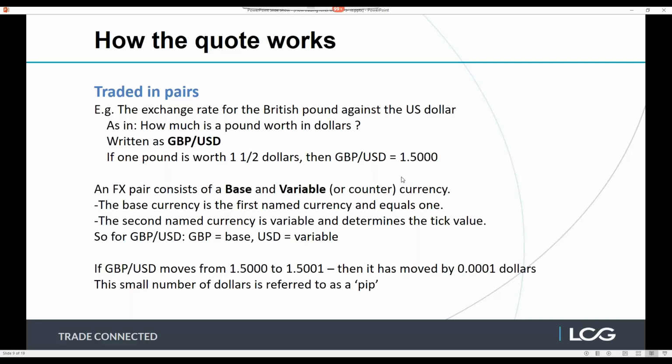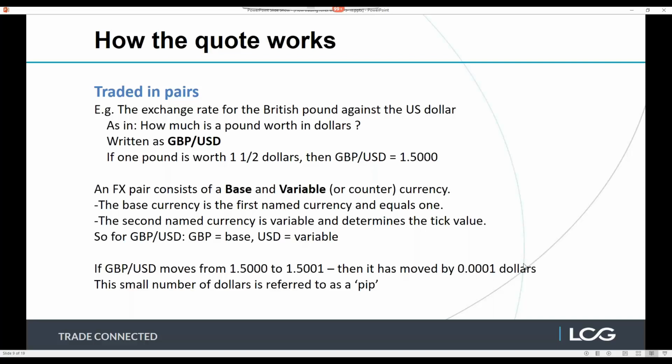The base currency is the first named currency, and it always equals 1. So in this case, £1 equals $1.50. The second named currency is the variable, and it is variable. That's the amount that moves and determines the tick value, or in the case of currencies, ticks are often called pips. So for GBP USD, GBP is the base, USD is the variable. If GBP moves by a very small amount, 1.5000 to 1.5001, then it has moved by this small increment, the fourth decimal place, whereas $1 is up here before the decimal place.